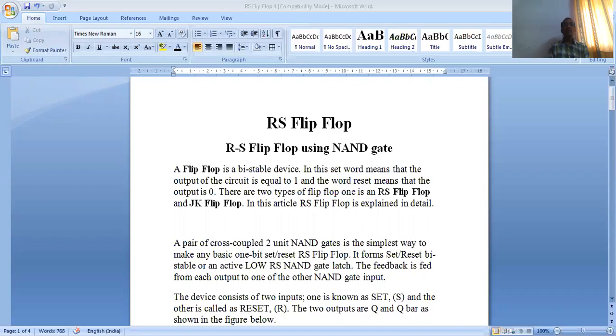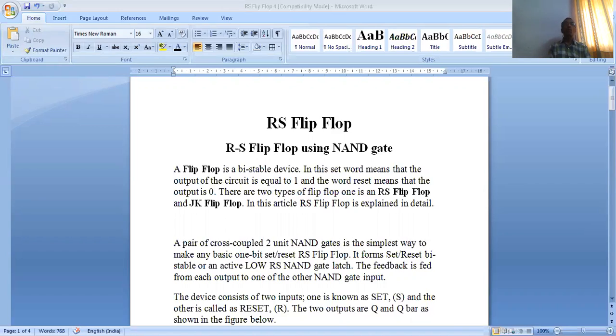In this lecture, we are going to discuss the RS flip-flop in detail, using both NAND gate and NOR gate. Before going to the working of the RS flip-flop, you must remember the working of the NAND gate. What is the working of a NAND gate?